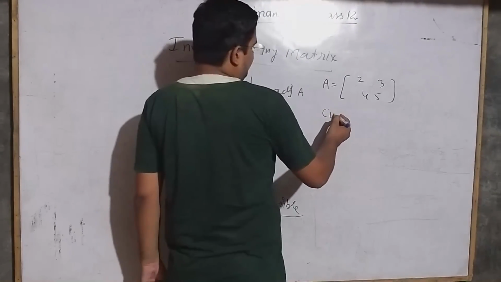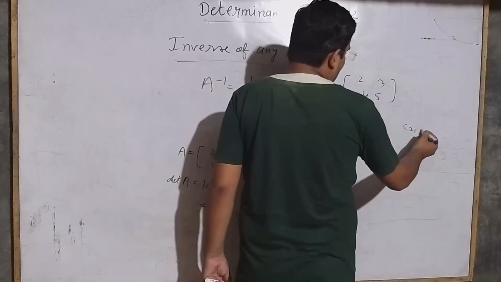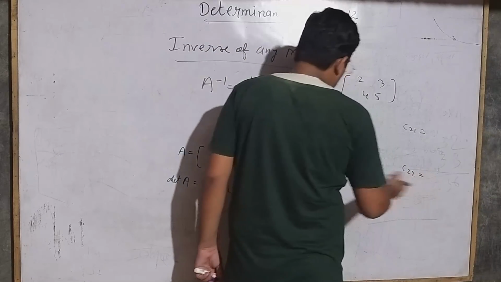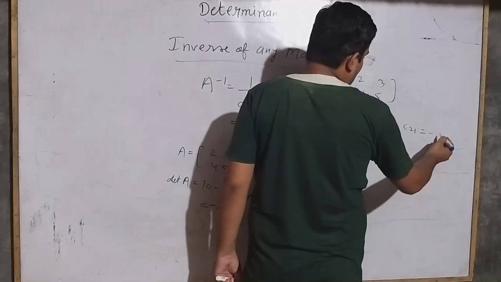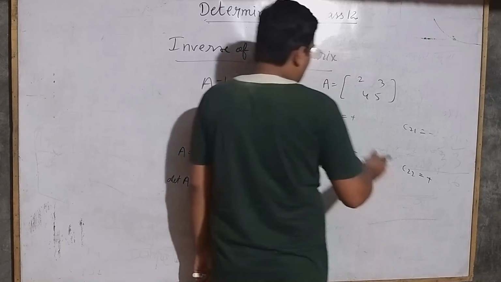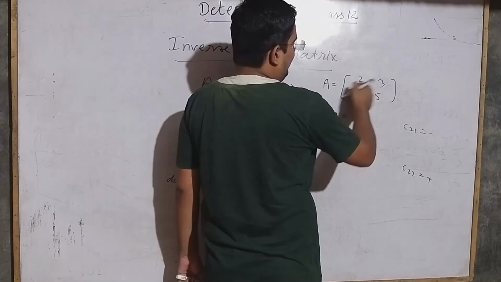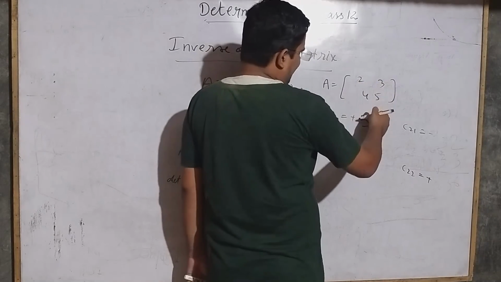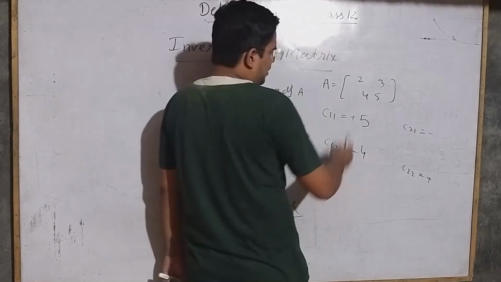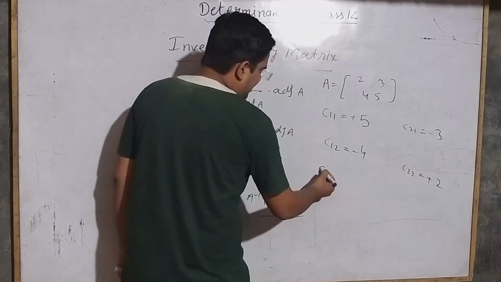Find C11, C12, C21, C22. First of all, 1 plus 1 is 2, so it becomes plus; 1 2 is 3, so minus; 2 1 is 3, so minus; 2 2 is 4, so plus. Now see C11: hide the first row and first column, 5 is left. For the first row second column, hide it, 4 is left. Second row first column, 3 is left, and in the last, 2 is left. So we had to find the adjoint of A.